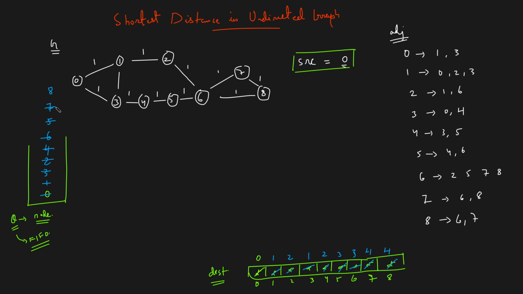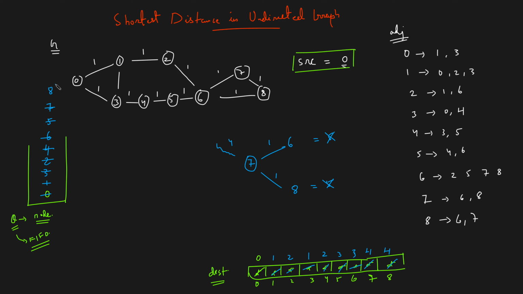Next you will get node 7. For 7, the distance is 4. 7's adjacent nodes are 6 and 8. If you figure out the distance for 6, you will get 5, which will not be considered. For 8, you will also get 5, which will again not be considered. So for 7, none of the nodes will be considered, and node 7 is done.